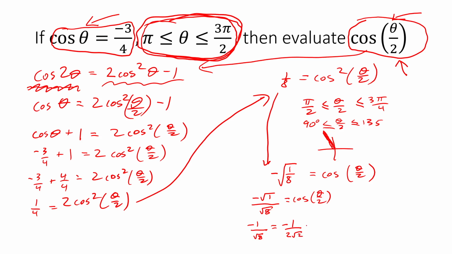So what I can do now is multiply numerator and denominator by the square root of 2. And so now with a rationalized denominator, I can say that the cosine of theta over 2 is equal to negative root 2 over 4.